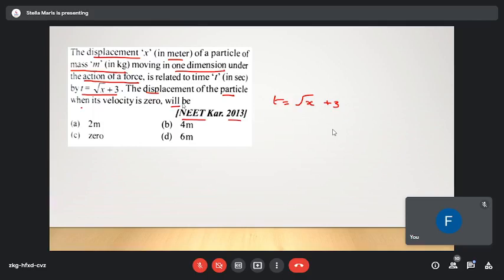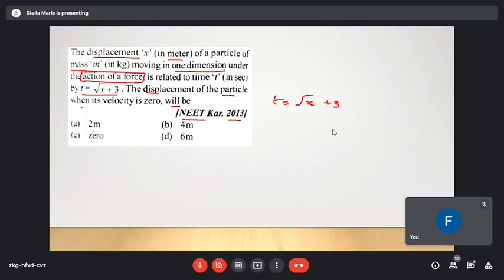When you look at this question, if you are a NEET or JEE aspirant, it is a kind of tricky question, so it is easily confusable. They have given the displacement of a particle, they have given the mass m, and they have given one dimensional motion under the action of force.